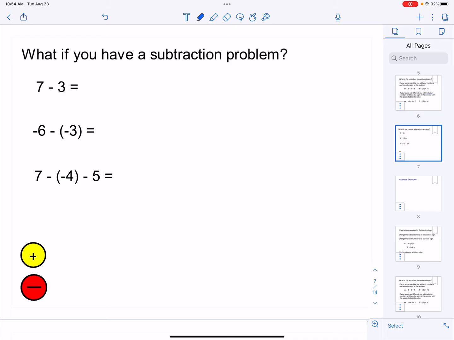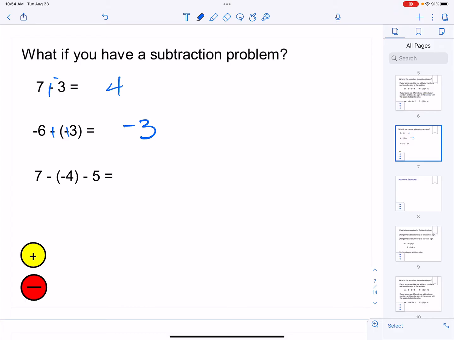So 7 take away 3. Well, this one says I'm going to change subtraction to addition, next number to its opposite, and then I go back to my addition rules. My signs alike, are they different? They're different, so what are we going to do with our numbers? We're going to subtract, and we get 4. Okay, works. Okay, so the next one, I go straight to where it says subtraction, so I'm going to change subtraction to addition. Whatever the next number is, I'm going to change it to its opposite. So negative 6 plus positive 3. My signs, again, are different, so I'm going to subtract my numbers. 6 take away 3 gives me 3. And who's got more? Which one of those numbers has the greatest absolute value? The negative, so it's a negative 3.